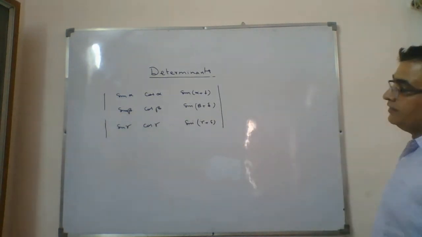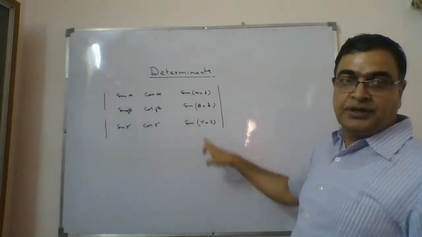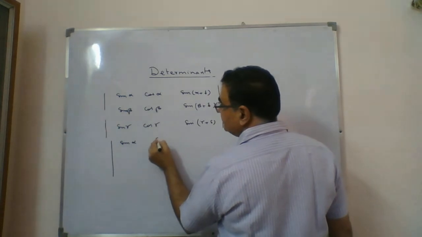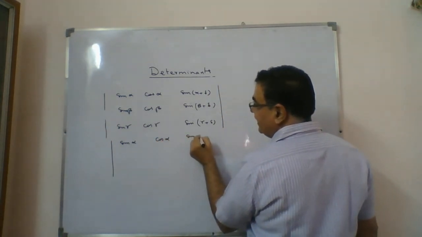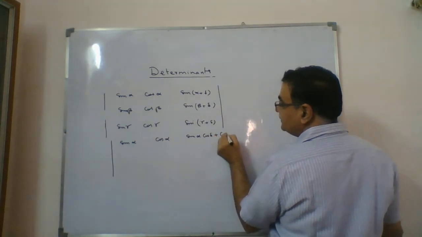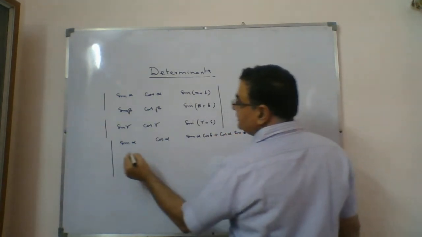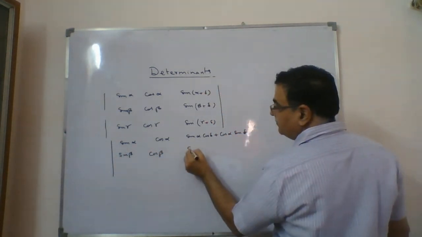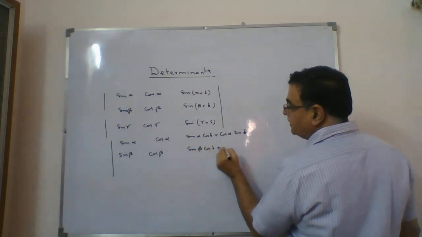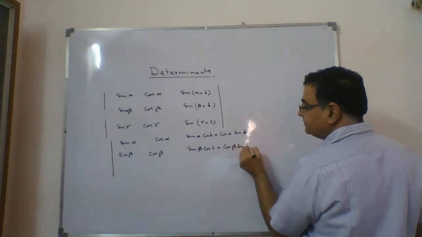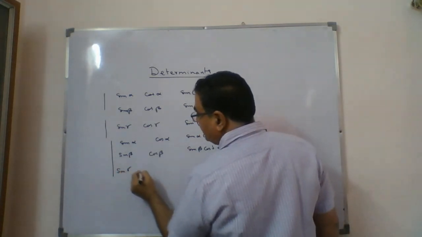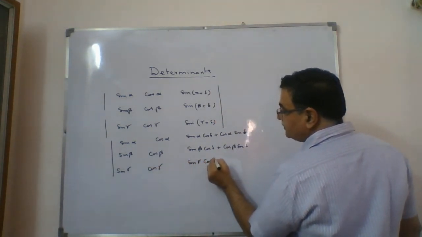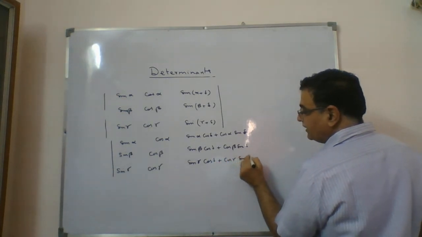Now if you want the value of this, first thing is this formula we should open. Then you will get some hint from here. That is, sine alpha remains as it is, cos alpha, then it is sine alpha cos delta plus cos alpha sine delta. Same way here it is sine beta, cos beta, it comes sine beta cos delta plus cos beta sine delta. Same way, sine gamma, cos gamma, then it comes sine gamma cos delta plus cos gamma sine delta.